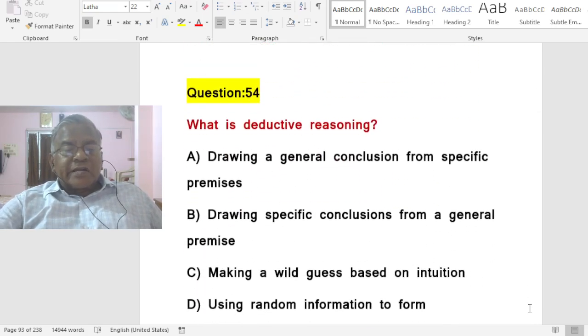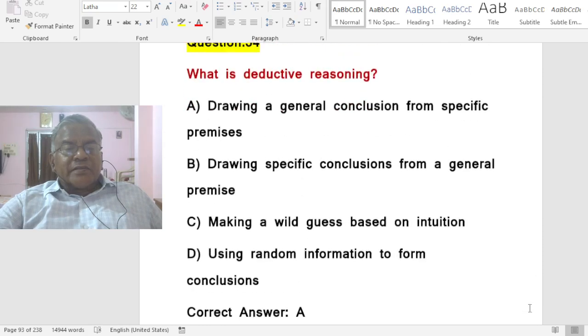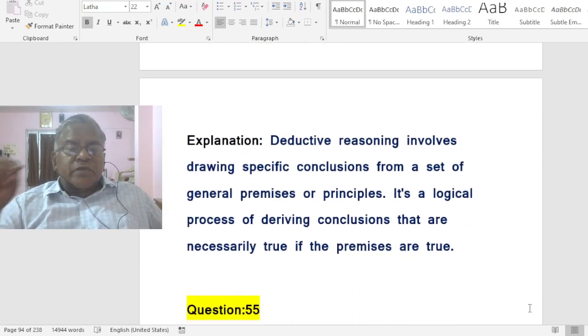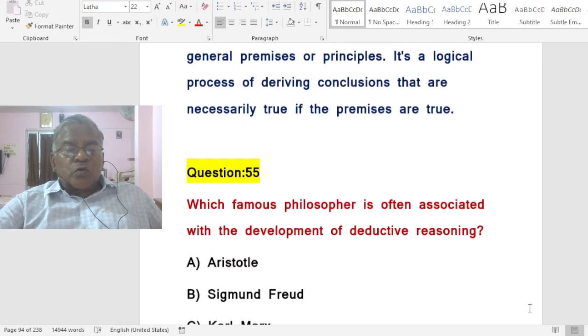Then what is deductive reasoning? Drawing a specific conclusion from general premises. Deductive reasoning involves drawing specific conclusions from a set of general premises or principles. It is a logical process of deriving conclusions that are necessarily true if the premises are true.